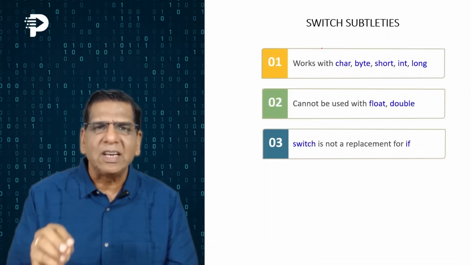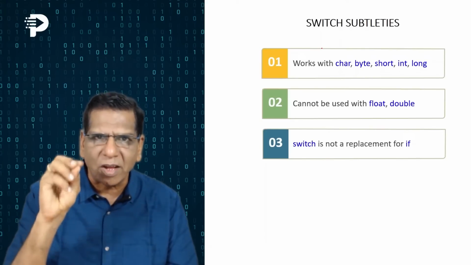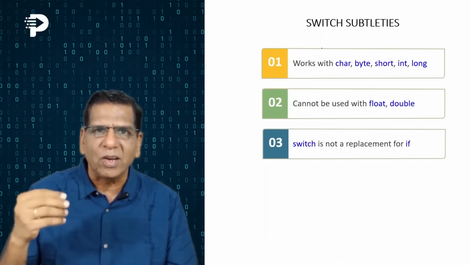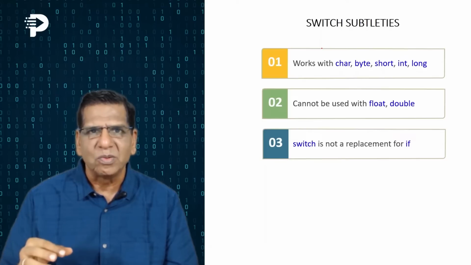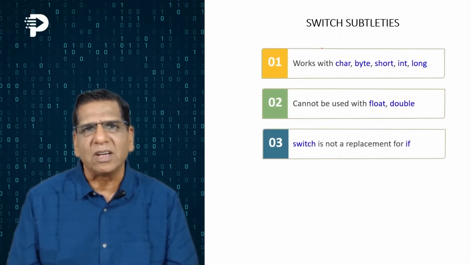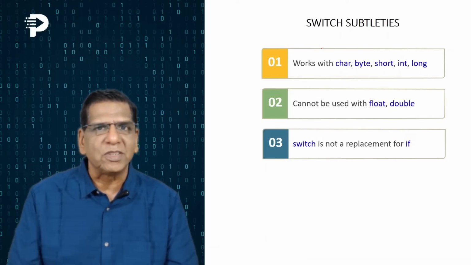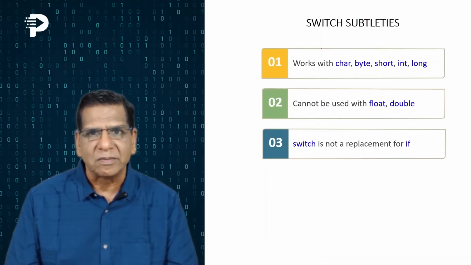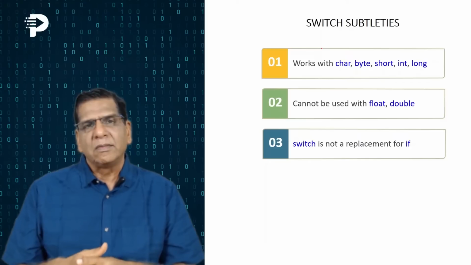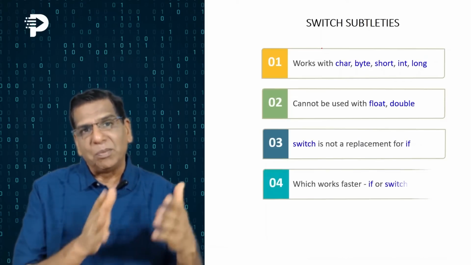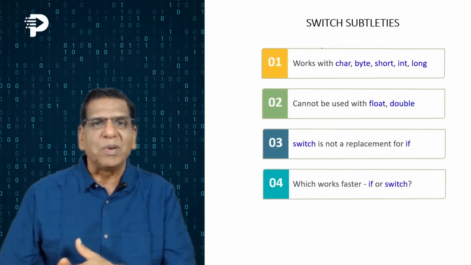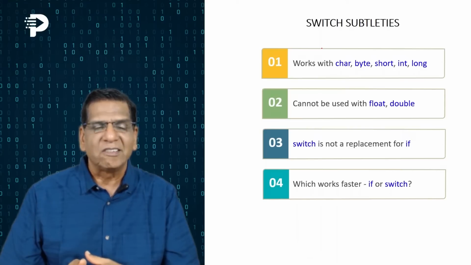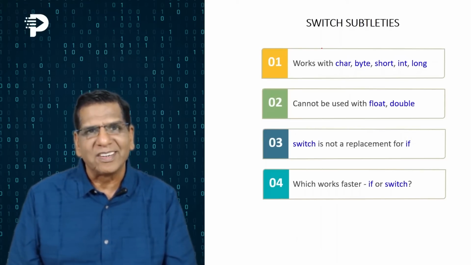Switch is basically used to do what? To check whether value of a variable is one value, another value, yet another value, some other value. Specific values when you are required to check against, go for a switch. That's a better idea as compared to using if and else. Now, if there is a logic which can be implemented using if, it can also be implemented using switch. Question comes, which one should you prefer?